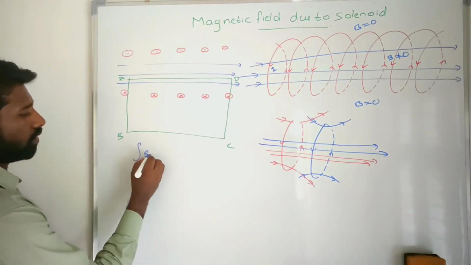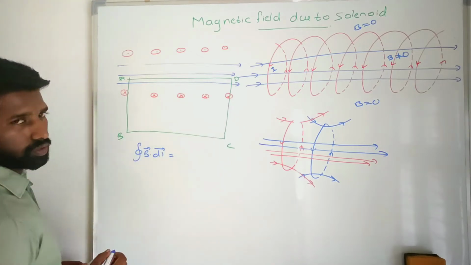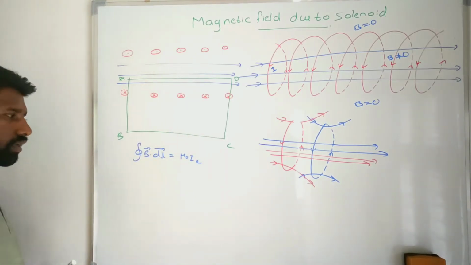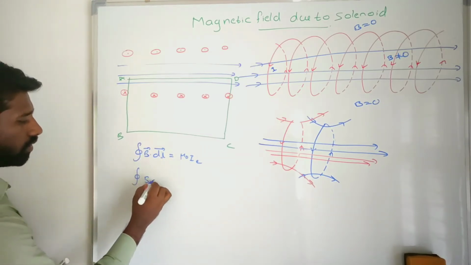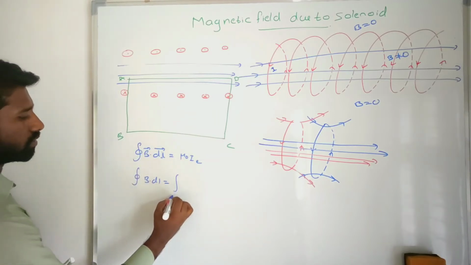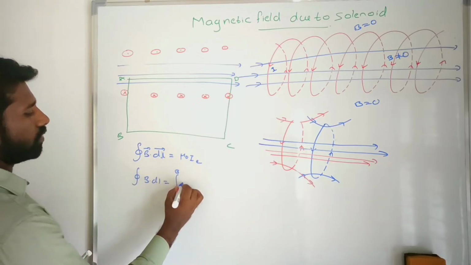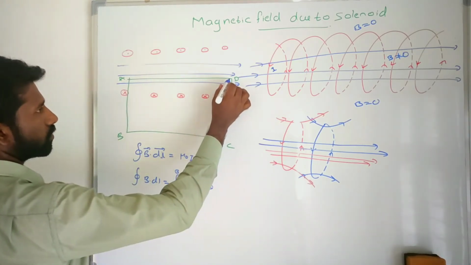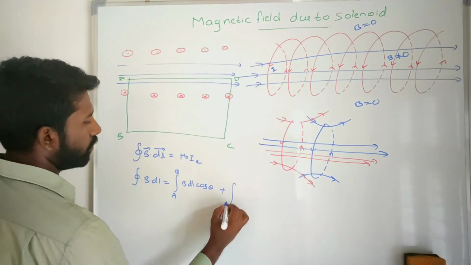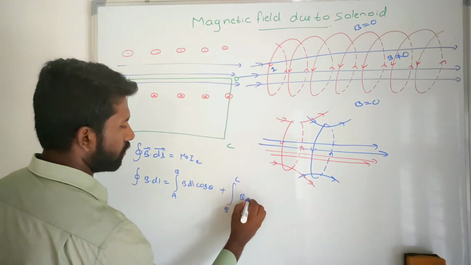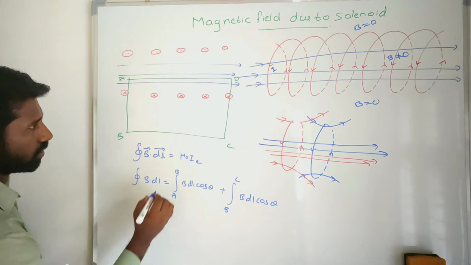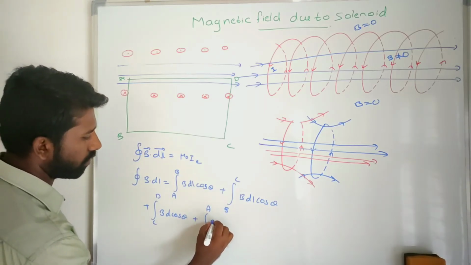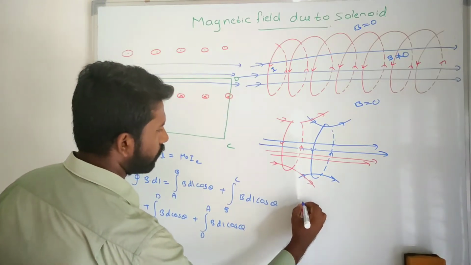What is Ampere's circuital theorem? Closed integral B dot dl is equal to mu 0 into I enclosed. So first we will find out what is integral B dot dl. Integral B dot dl is equal to integral A to B of B dl cos theta, plus integral B to C of B dl cos theta, plus integral C to D of B dl cos theta, plus integral D to A of B dl cos theta. Clear?